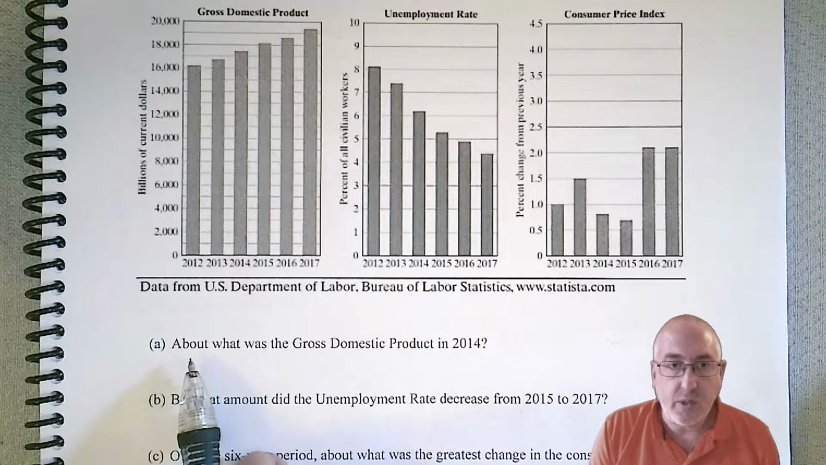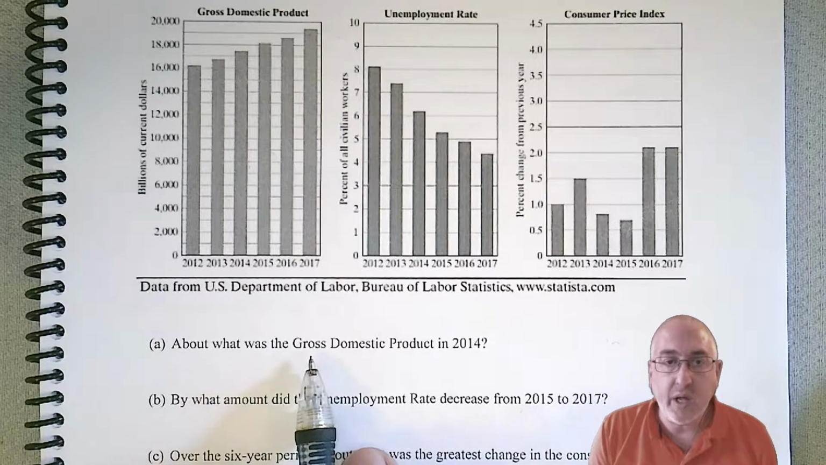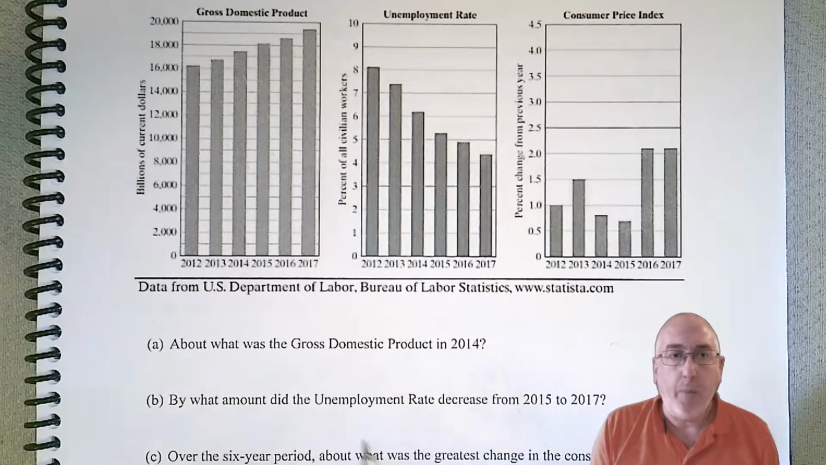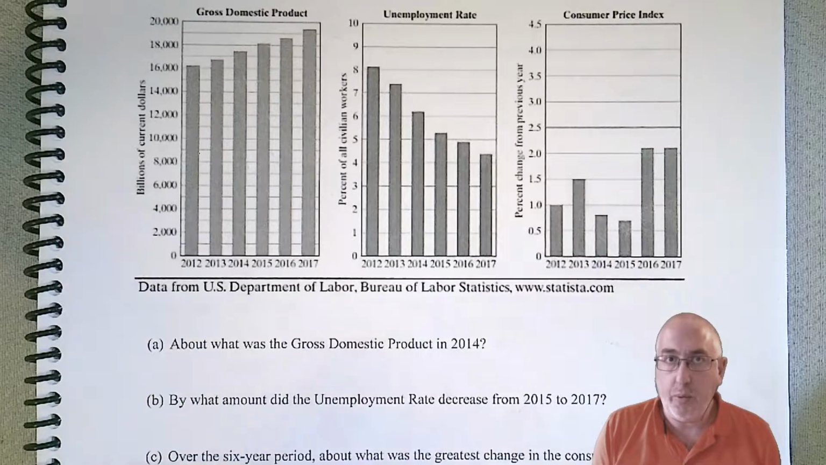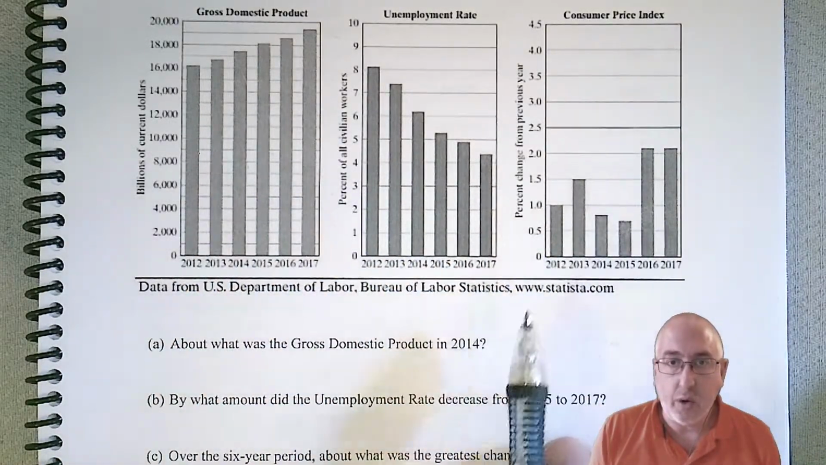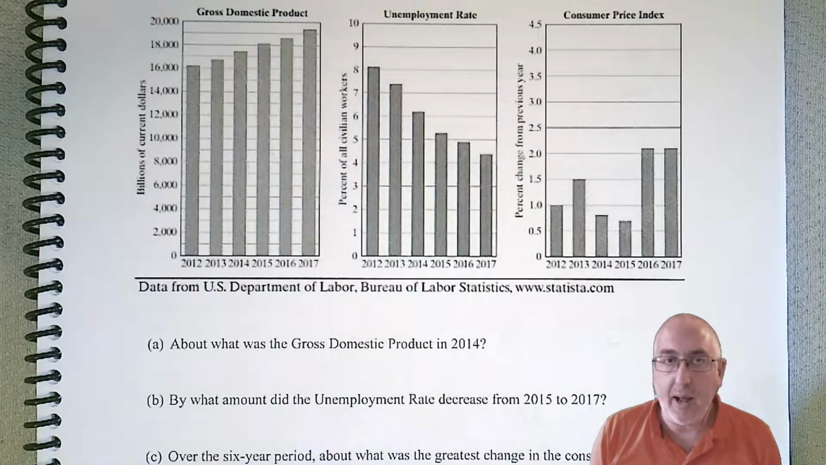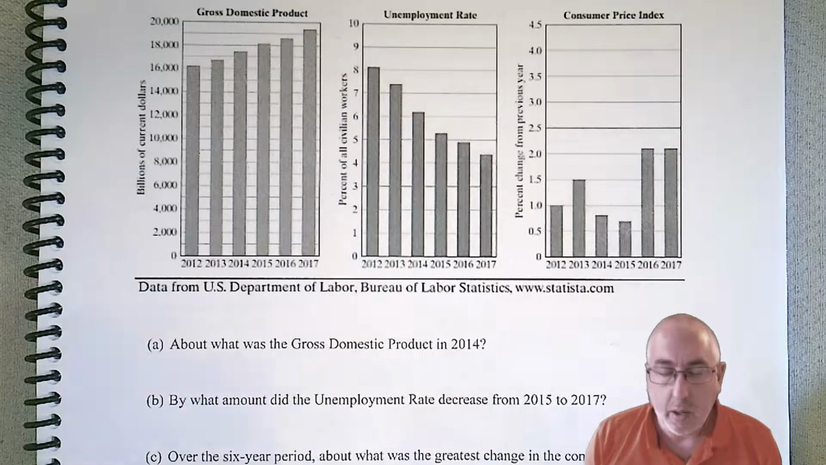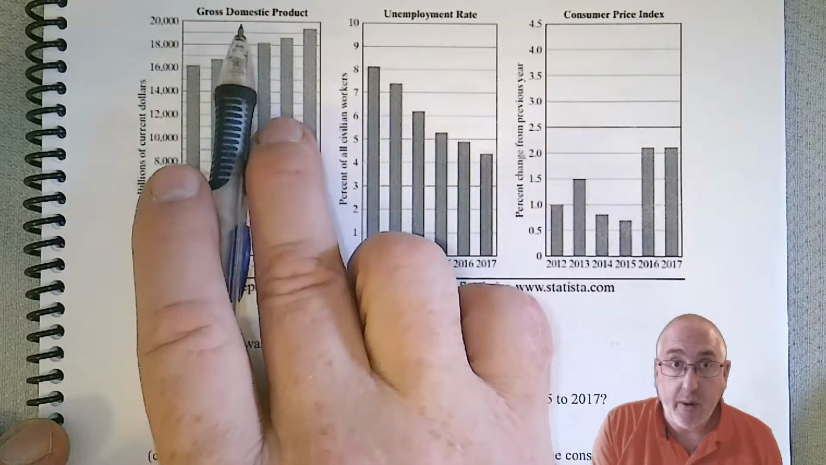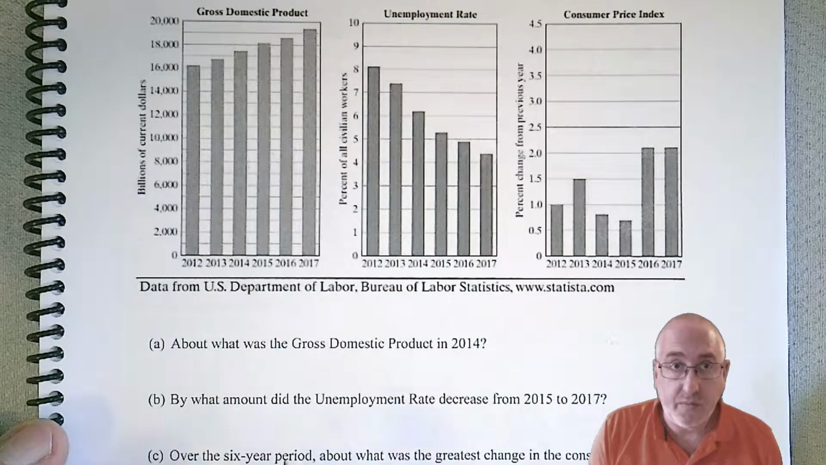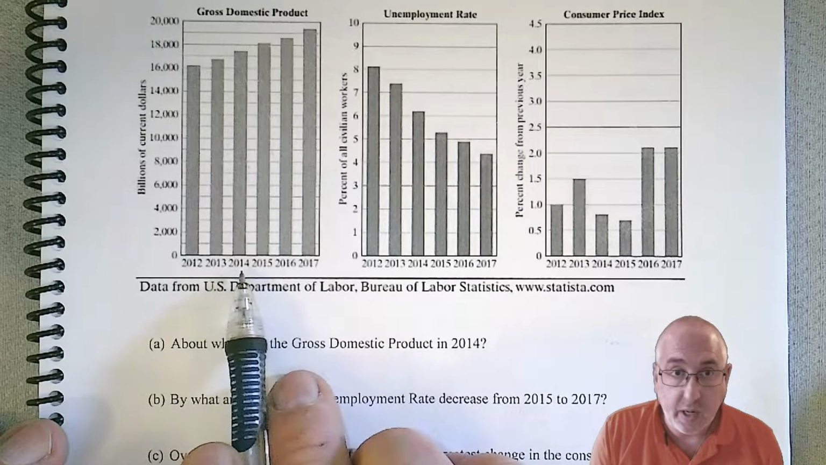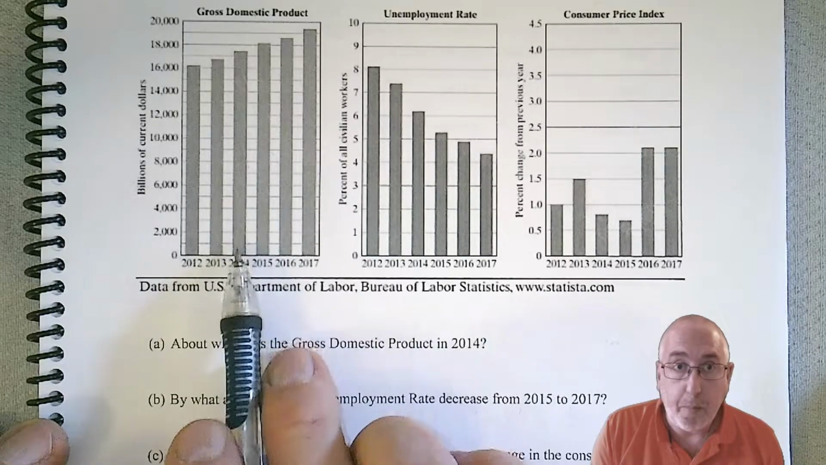For the first one, it just wants to know what the gross domestic product was in 2014. What other indicators would help with this is some coloring. We can see that this is all grayscale, but normally you would probably have diagrams with color. But in this case, just make sure you're in the right graph. Gross domestic product was the first one, and they want to look at 2014. So 2014 is going to be this third bar.